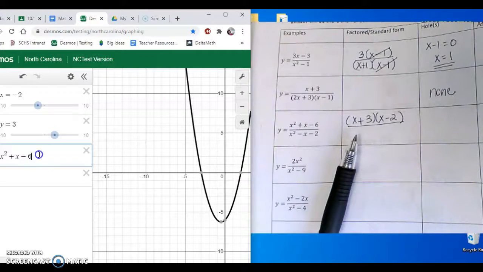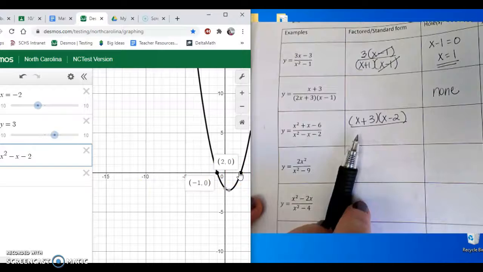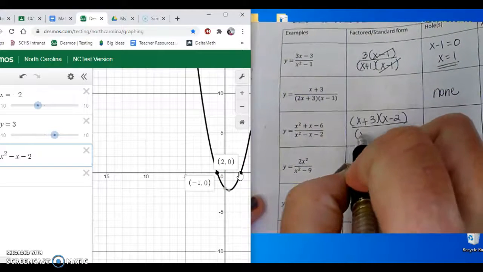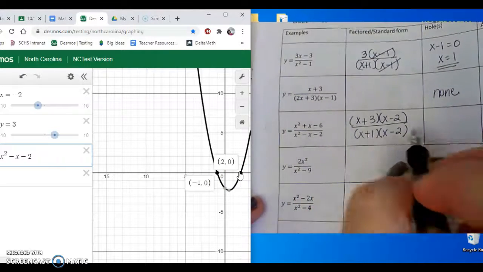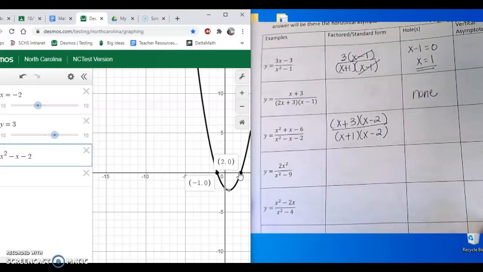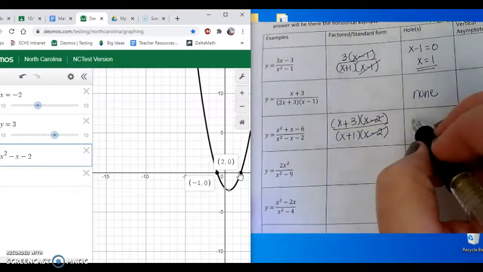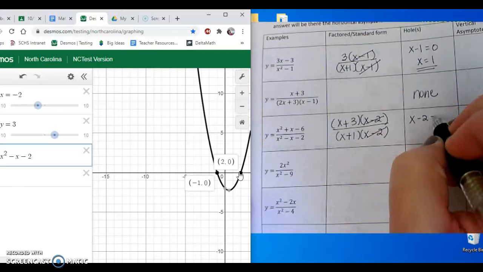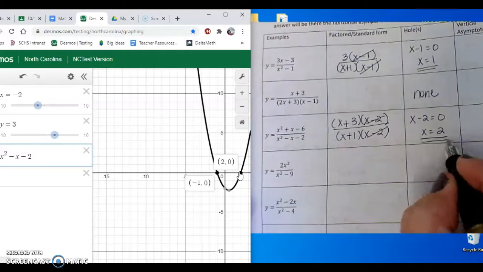Okay, let's do x squared minus x minus 2. I got a negative 1 and a positive 2. So x plus 1, x minus 2. Anything cancels? The x minus 2's, that means that there's a hole at the place that it cancels. So there's a hole at x equals 2.